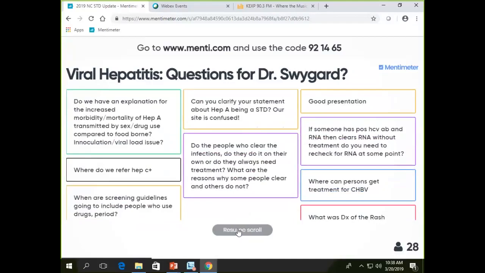Okay, if someone has a positive Hep C antibody and the RNA then clears without treatment, do you need to recheck? So when you're considering somebody has acute hepatitis C, again, I said I follow them for about 6 months. I will get an RNA basically every 2 months during that time period because there can be some fluctuation. If they are negative at 6 months, I don't need to recheck them unless they come back in. If they are continuing with injection drug use or continuing with risk exposures, then yes, they should be screened somewhat more regularly. Generally speaking, I would say every 6 to 12 months, and then depending on what's going on with their LFTs.